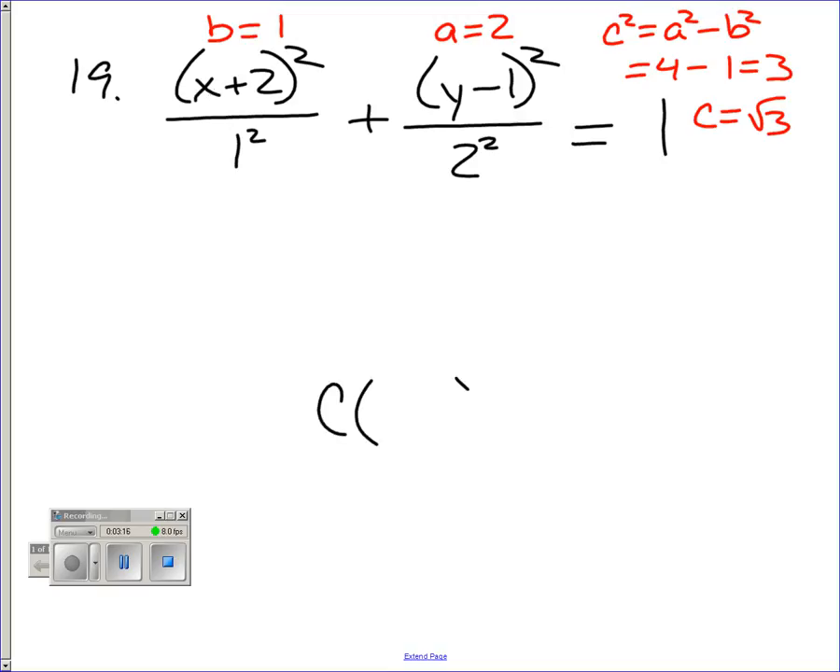I'm going to start with the center. We always start with the center. And the center is located at -2, +1. You set the x plus 2 equal to 0, you get a -2. You set the y minus 1 equal to 0, you get y is equal to 1. And now the next 2 points that you're going to put down intentionally are the 2 foci.